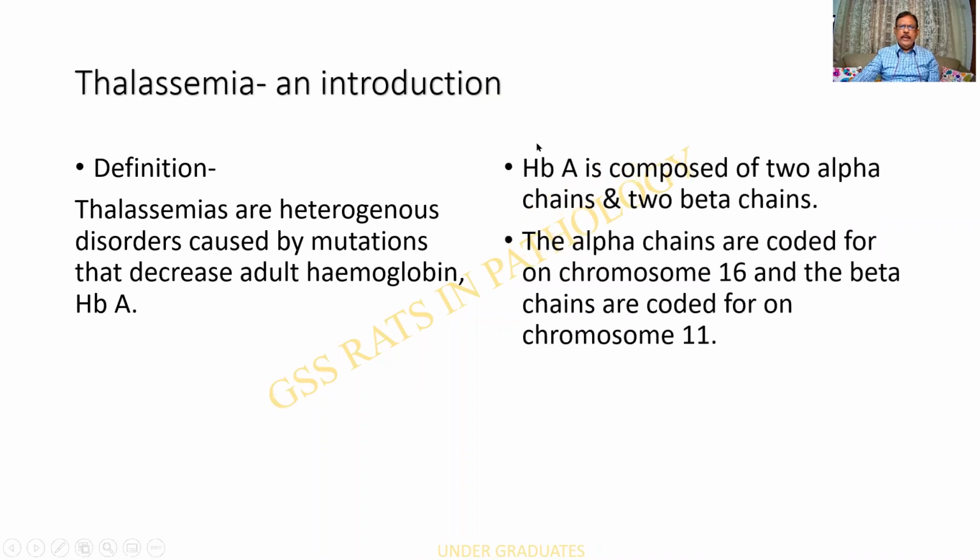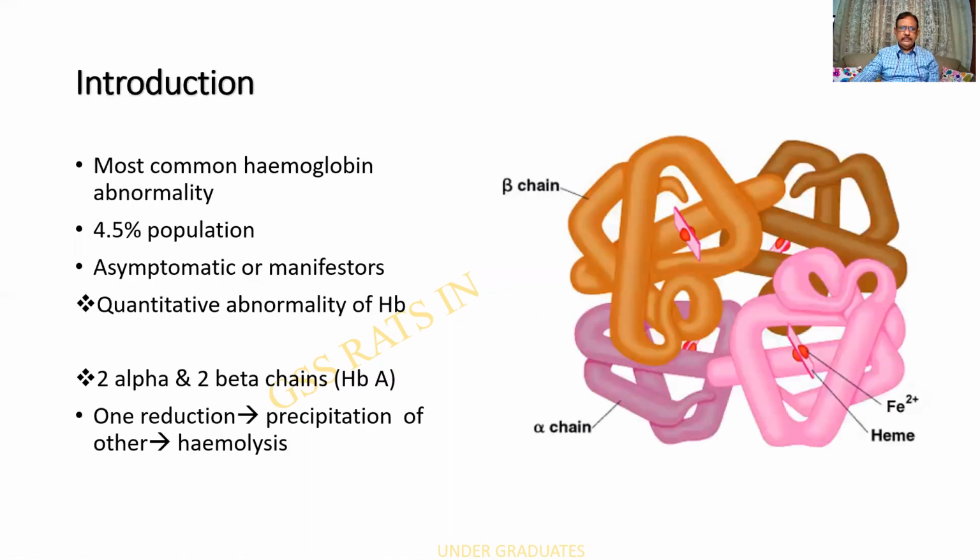The main hemoglobin we are worried about is hemoglobin A, which is composed of 2 alpha chains and 2 beta chains. The alpha chains are coded for on chromosome number 16 and the beta chains are coded for on chromosome number 11. Coming back to this, it is the most common hemoglobin abnormality.